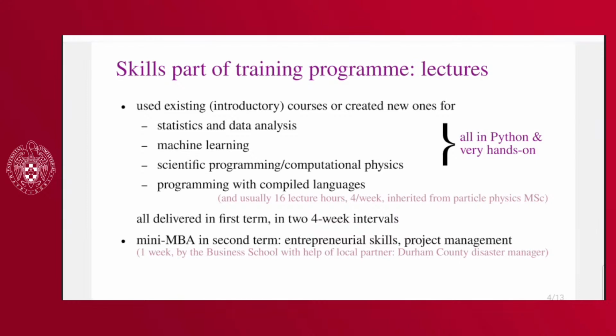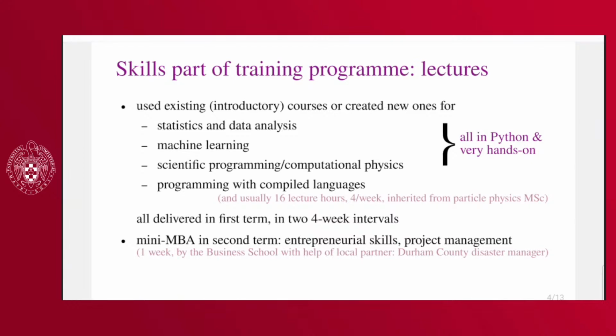And for the programming with compiled languages, we offered Fortran and C. So they were all delivered in the first term in 2 4-week intervals. In the first 4-week interval, we had statistics and the scientific programming. And in the second 4-week interval, we had the machine learning and the programming with compiled languages, because they build on each other.